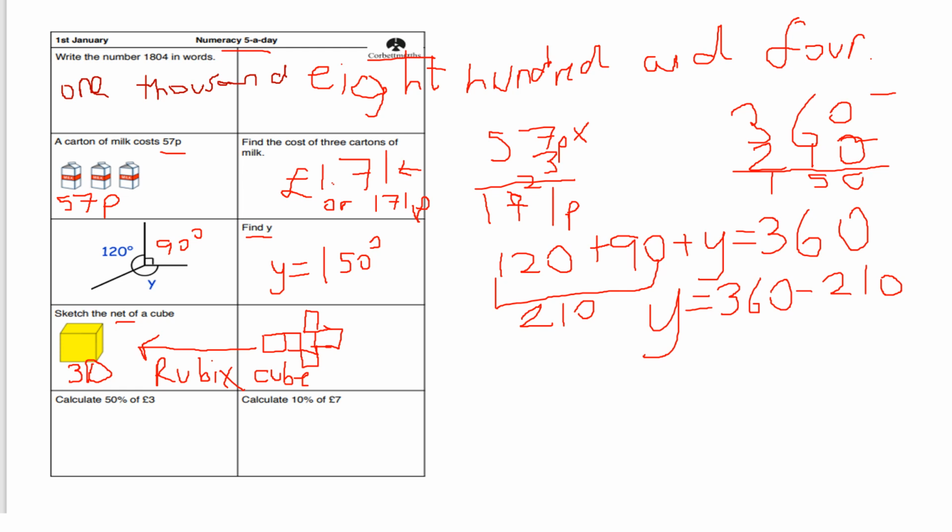Next question, calculate 50% of £3. Well, 50% means divided by 2. So half of £3 is equal to £1.50. It's 1.5, but I can write it in pounds and pence, so £1.50, or again 150 pence. Either answer will suffice. The last question, calculate 10% of £7. Well, 10% of any quantity means divide it by 10. So £7 divided by 10, I get 0.7 of a pound, or I can write it as 70p.